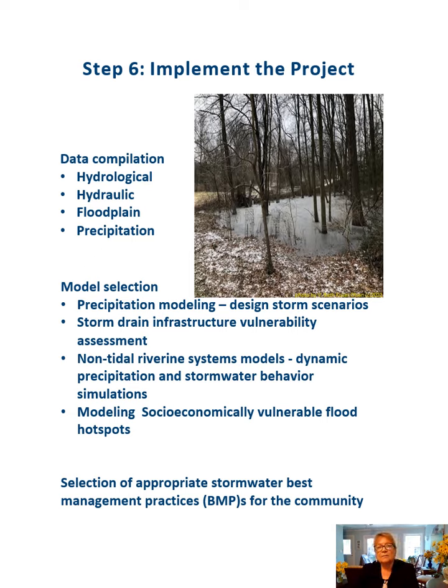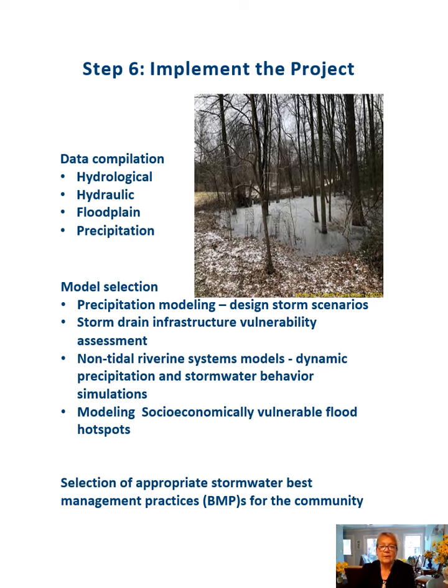Another option is for the community to think ahead to the future and develop a resiliency plan that accommodates the anticipated increases in flooding 10 years, 20, maybe 50 years out. If you have enough data, you can do a storm drain infrastructure vulnerability assessment. And you'll need a non-tidal riverine systems model. This is a dynamic precipitation and stormwater behavior simulation or series of simulations. And this will show you where the greatest flood risk is in your community.